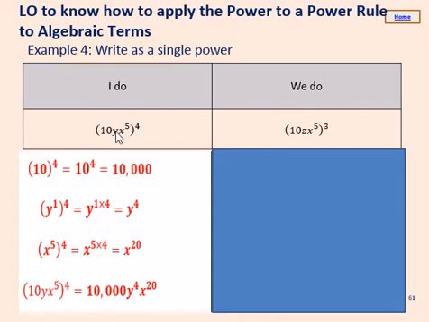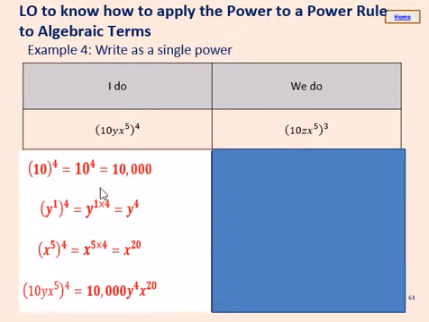remembering that when this y is on its own, it's essentially a power of 1, and this x to the power of 5 as well. So first, raise the 10 to the power of 4. 10 to the power of 4, 10 times 10 times 10 times 10, that equals 10,000. Y to the power of 4, well, remember that's basically a y to the power of 1 raised to the power of 4, which gives me y to the power of 1 times 4, y to the power of 4.